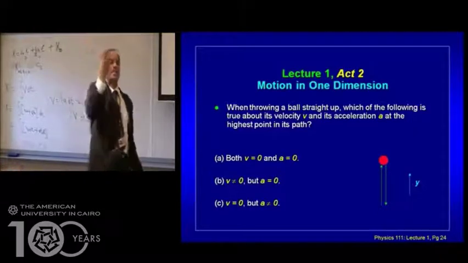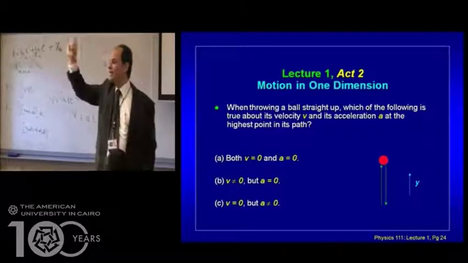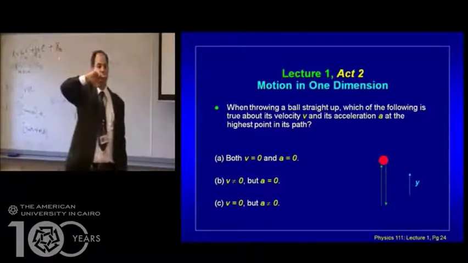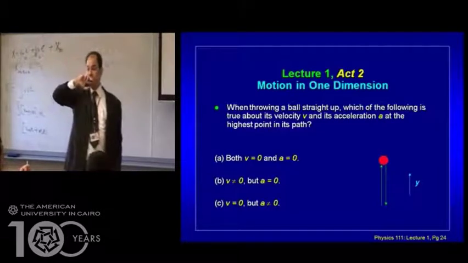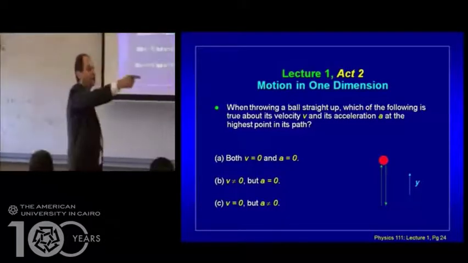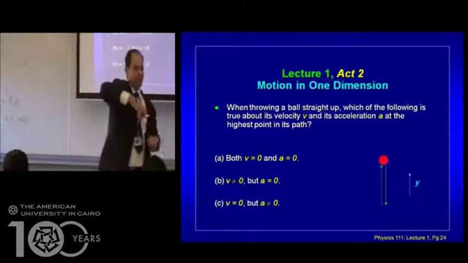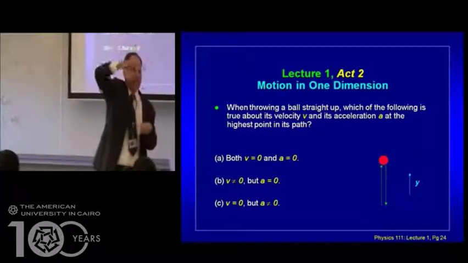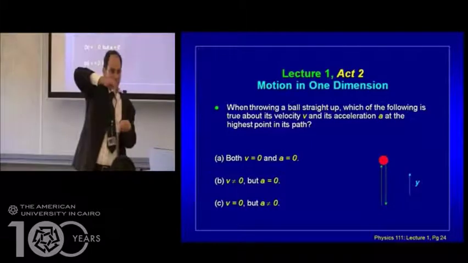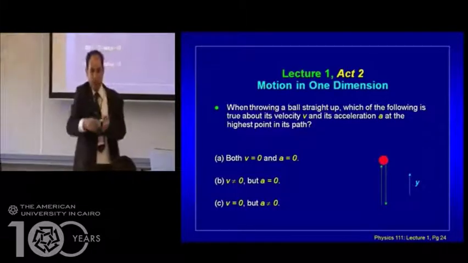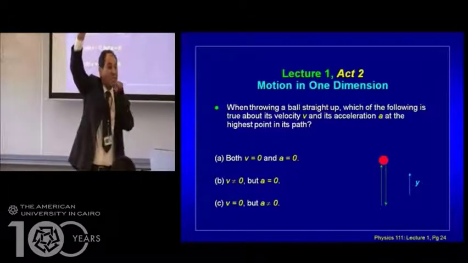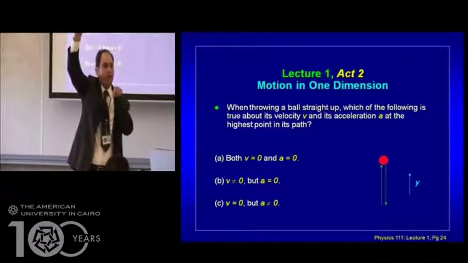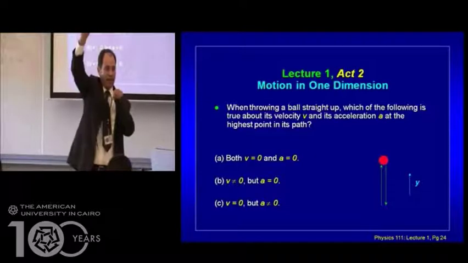What does the acceleration do? It changes the velocity. It slows down the object so that it changes the velocity. The velocity starts with some initial velocity, then it slows down, then it stops, but there is still an acceleration, so it goes back. The velocity will start to increase again in the opposite direction.